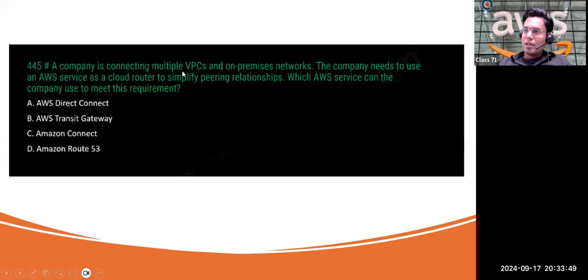A company is connecting multiple VPCs. Same question, I think. Connecting multiple VPCs and an on-prem network, a company needs to use an AWS service as a cloud router to simplify the peering relationship. Okay, again, Transit Gateway. Whenever they say a dedicated line between on-prem and cloud without internet, then Direct Connect. Amazon Connect is a call center, and this is a DNS service.